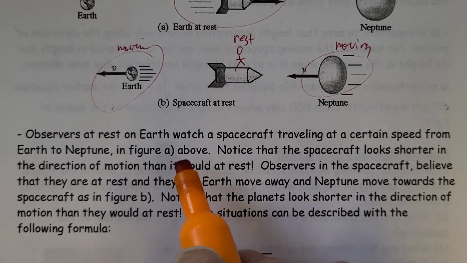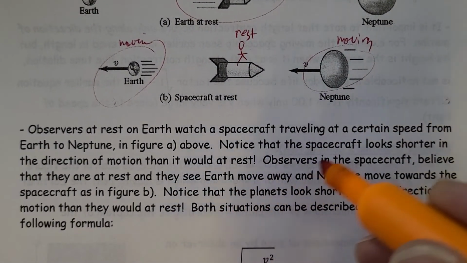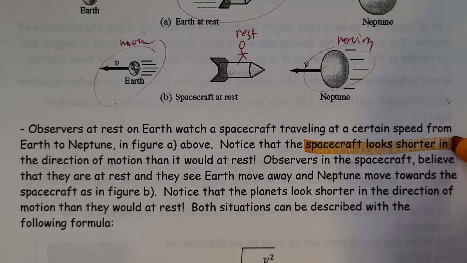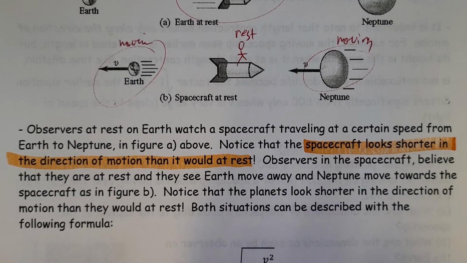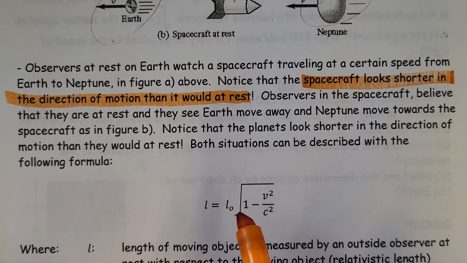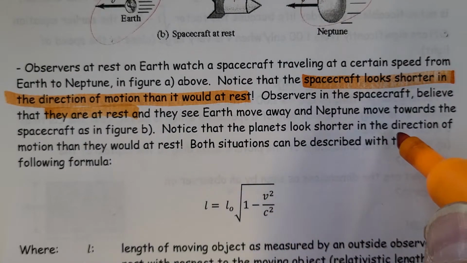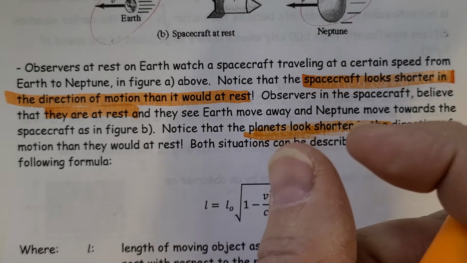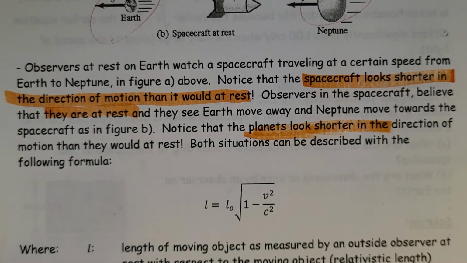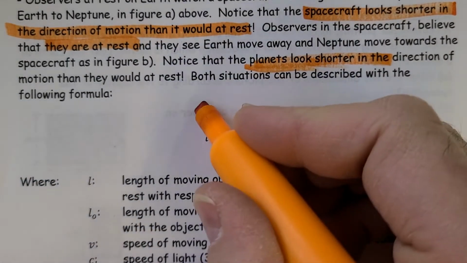So observers at rest on Earth watch a spacecraft traveling at a certain speed from Earth to Neptune. Notice that the spacecraft looks shorter in the direction of motion than it would be if it was not moving at all. Observers on the spacecraft, however, believe that they are at rest, and they see the Earth and Neptune move away, and notice that those planets look contracted in the direction of motion as well. So we can analyze both situations equally by using this.